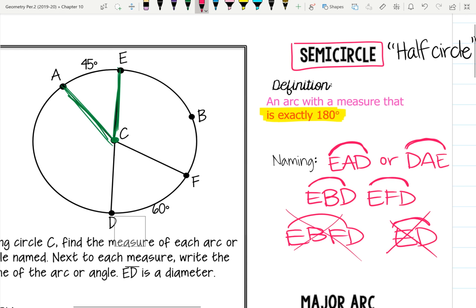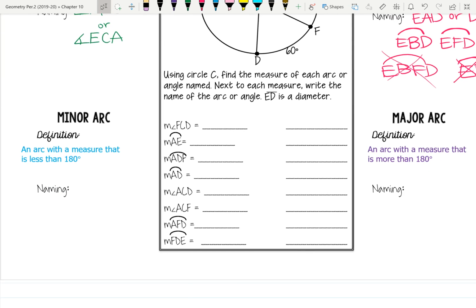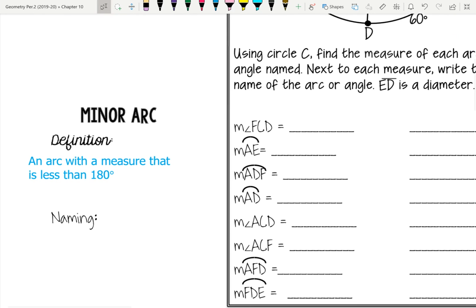All right, there's other types of arcs. There's something called a minor arc and a major arc. A minor arc is an arc with a measure less than 180 degrees. In other words, a minor arc is smaller than a semicircle. Kind of like acute angles, right? So it's less than 180 degrees. In this case, a minor arc can actually only use 2 letters. You don't need 3 letters. You actually could just do with 2.